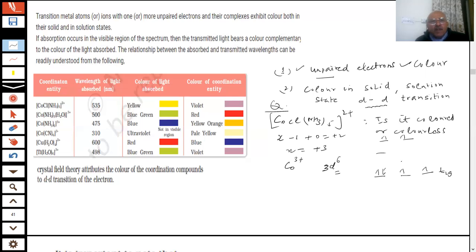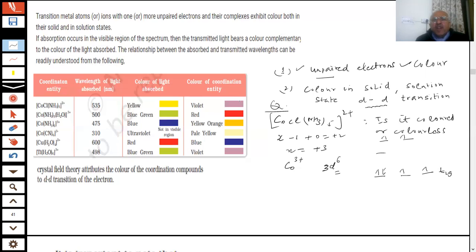What will happen if the electron is excited from lower to higher energy? They will absorb light. What are they absorbing? It is mentioned here. The wavelength of light absorbed is 535 nanometer. The color of light absorbed is yellow, and the color of the coordination entity is violet, which is called the complementary color of the light absorbed. The complementary colors are given.